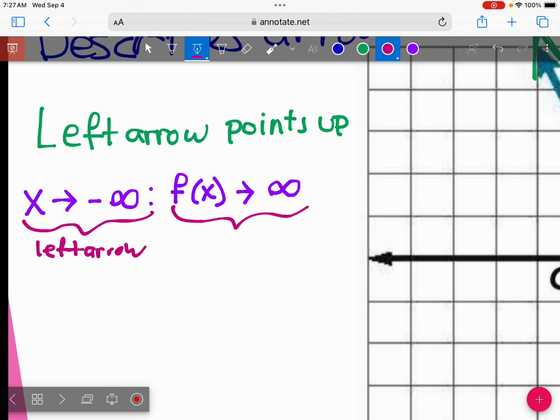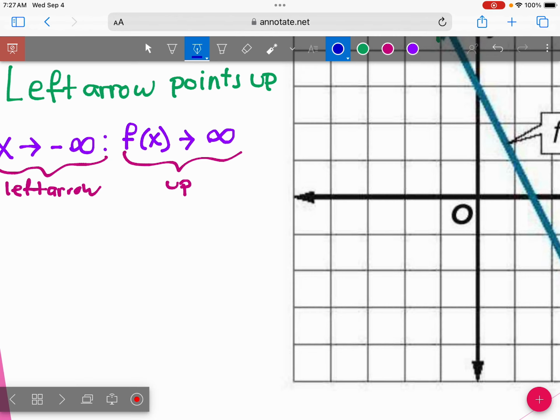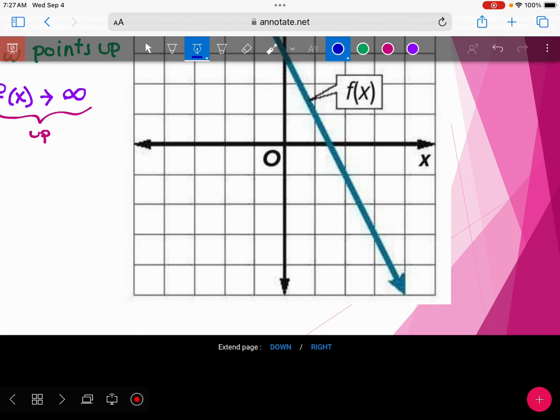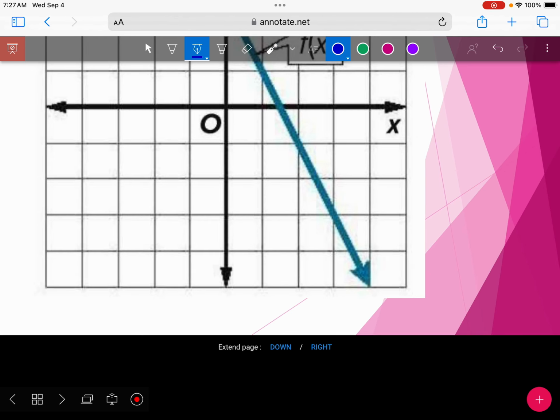And this piece means up. Left arrow, up. So we're going to do the same kind of thing for the right-hand piece. My right arrow points which way? Does it point up or down? Down. This guy points down.